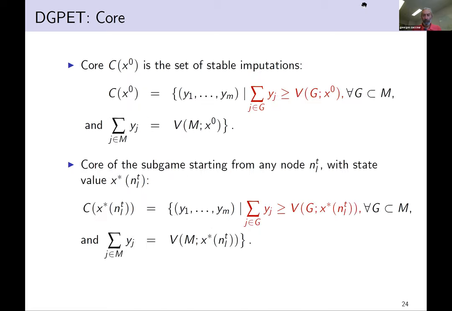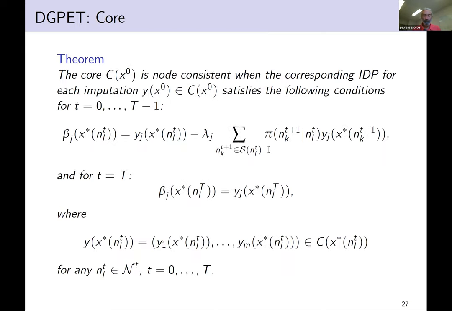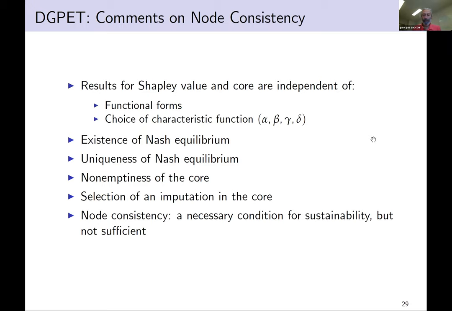A few words regarding the core. The Shapley value selects one imputation in the set Y, whereas the core selects a subset, and the core can be empty. I think for the sake of time, I'm going to skip this, but the message here is that everything that I have done for the Shapley value, I can do for the core. However, here it's a bit more complicated because instead of manipulating single values, I will be manipulating sets. So this can be done easily to some extent. Anyway, if someone is interested, I can give the references.